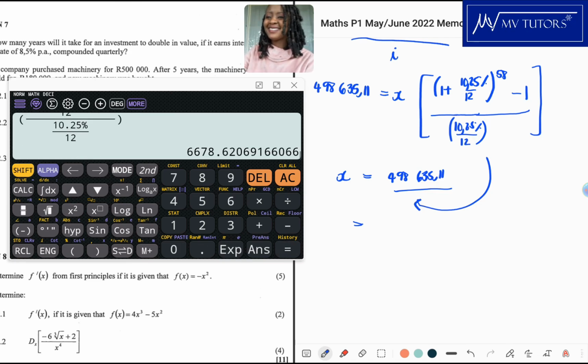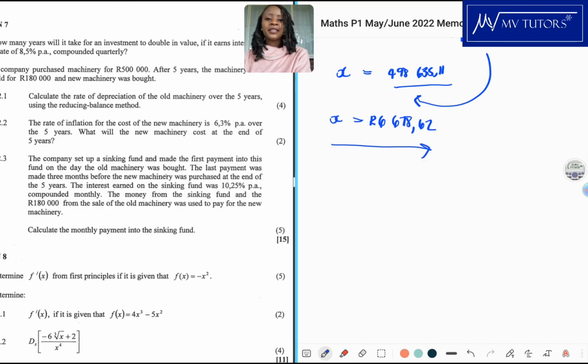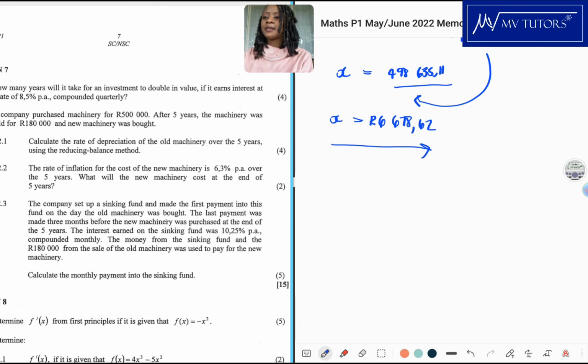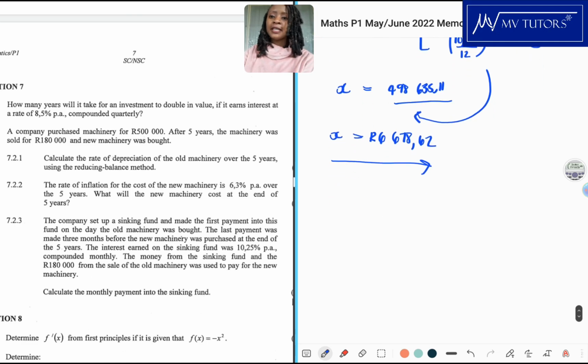Okay. This looks more like it. So x will eventually be 6,678.62 rands. Okay, that's how much this person needs to put in every month so that they can buy the machinery cash and not have to use the bank to do all of that. Okay, or the company rather. They need to put in this much per month for 58 months.